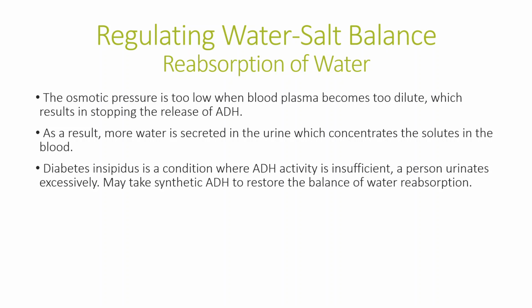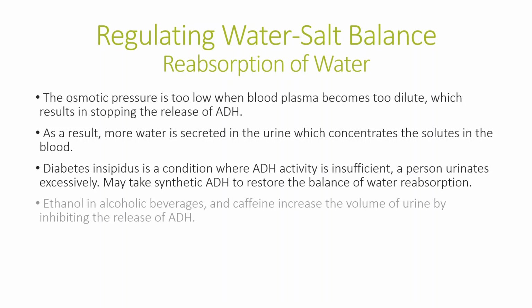Diabetes insipidus is a condition where ADH activity is insufficient, and a person urinates excessively. In this condition, the thirst is intense, but water is excreted more quickly than it is consumed, which leads to severe dehydration and ion imbalances. People who have this condition can take synthetic ADH to restore the water balance.